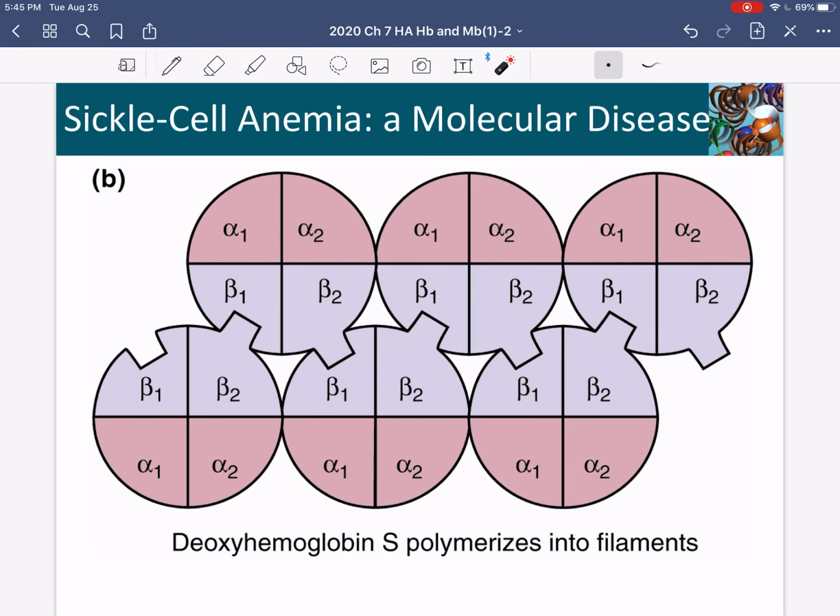And they fit together like this, right? If you're looking at this face, you see beta 1 has a pocket because you're in the deoxy state, and beta 2 has a valine sticking out in both the oxy and the deoxy state, but just so happens to fit beautifully into the pocket that's available only in the deoxy state on this side of beta 1. And that's how you get these long, non-covalent polymers. It's the hydrophobic effect that's driving the polymerization of hemoglobin that sickles the cells and causes sickle cell anemia.